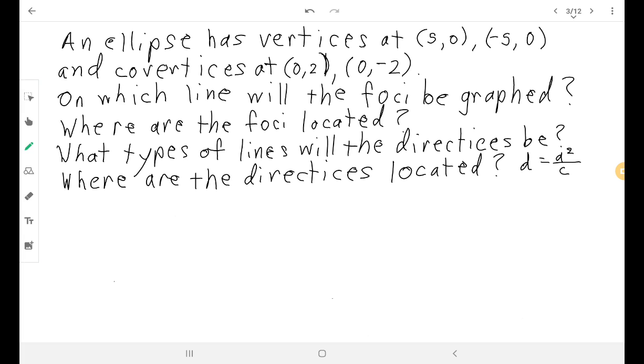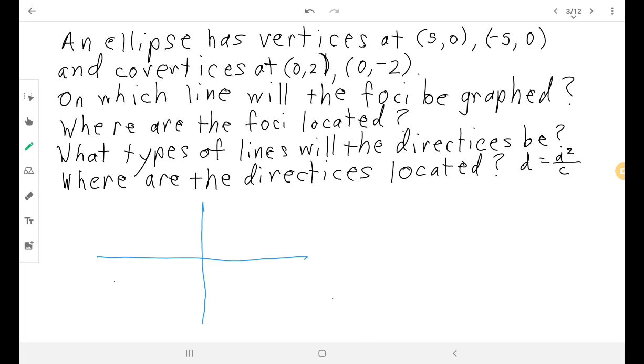And I've isolated this little formula here that the distance for a directrix is calculated by doing a squared over c. So the first thing I'm going to do is graph this and talk a little bit about what all these terms mean. You'll learn these terms as you go through 8.1 and 8.2, but let me graph and talk about them as we go, okay?